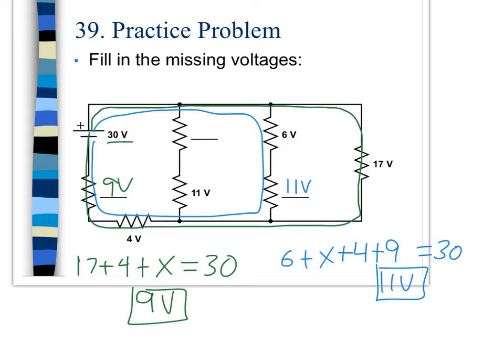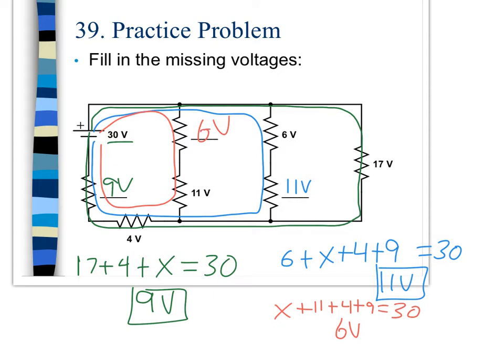And then finally I take this inner loop here, and I see I have X, some unknown resistor here, plus 11, plus 4, plus 9, and that needs to add up to 30 once again. And when I solve for that X, I get that this is going to be 6 volts.